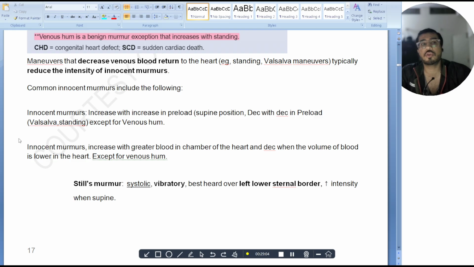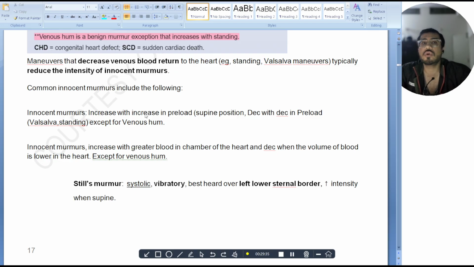I've written the important points here. Innocent murmurs increase with increase in preload. For example, preload increases when you lie down in a supine position, so there is more venous return. They decrease with decrease in preload. For example, if you do a Valsalva, there is less blood going towards the heart. When you stand up suddenly from a seated position, the blood pools down and there is also a decrease in venous return. The exception is the venous hum murmur.